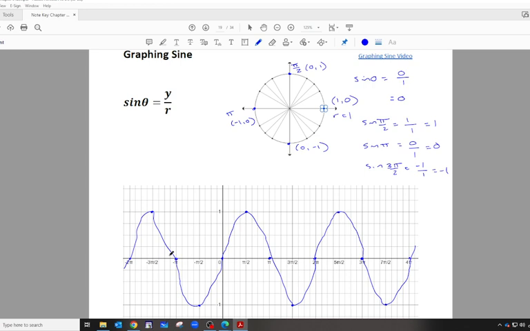Now, a couple other things that I want to focus on while I'm doing this, because it'll help us with some other graphs, is that when you're between 0 and pi by 2, you're in the first quadrant.